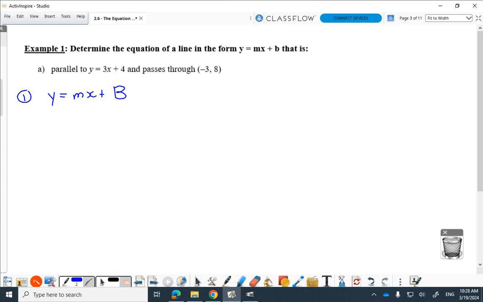Sort of, yeah? Sort of. They sort of handed it to me. What's the slope that I need? 3. I need the slope is 3 because it's parallel. Parallel makes us happy, doesn't it?